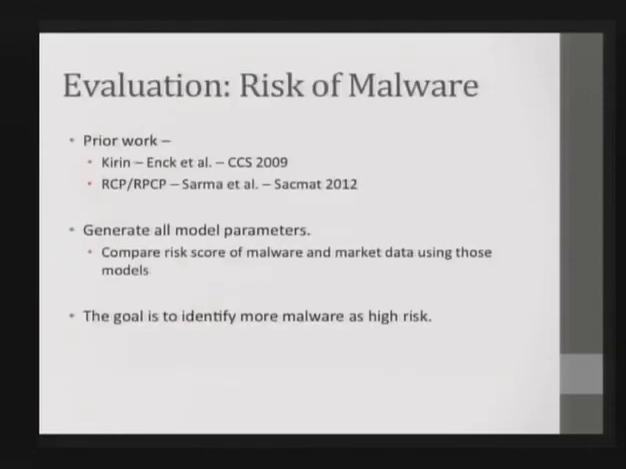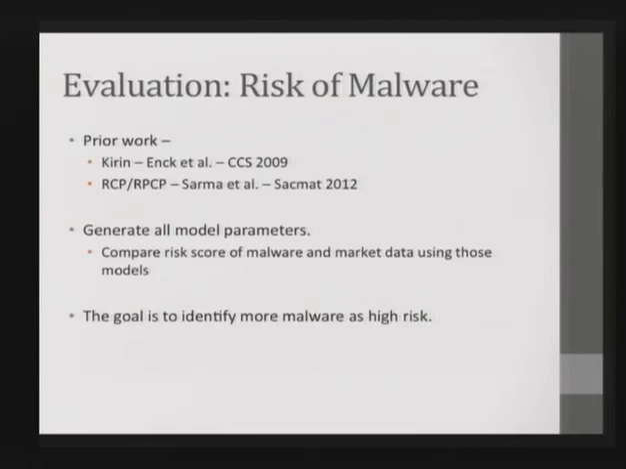So to do our evaluation, remember we said in the beginning we want to evaluate more malicious apps as being high risk, because we think malicious apps are high risk. To do this, we compare against Kieran and this other thing called RCP, RPCP, which is rare critical permissions and rare pairs of critical permissions. That's actually something we had worked on previously that kind of led up to this work, so a lot of the same authors from that paper are on this paper. So we compare our evaluation against these two other works.